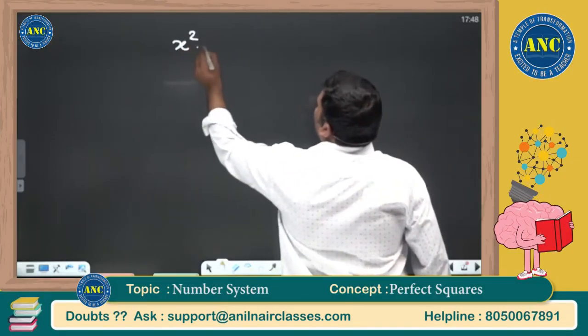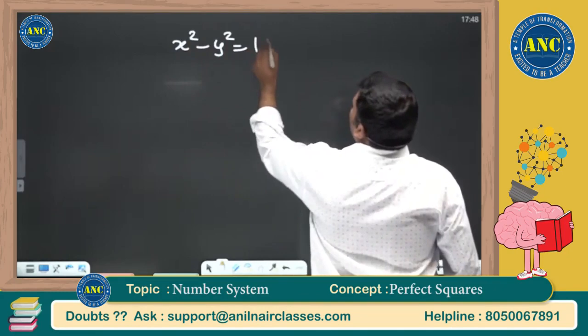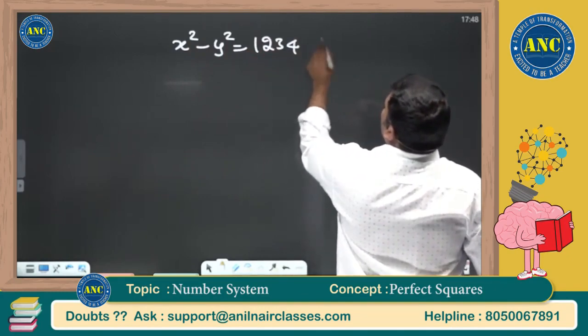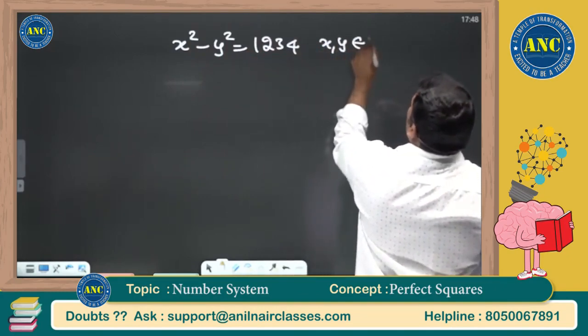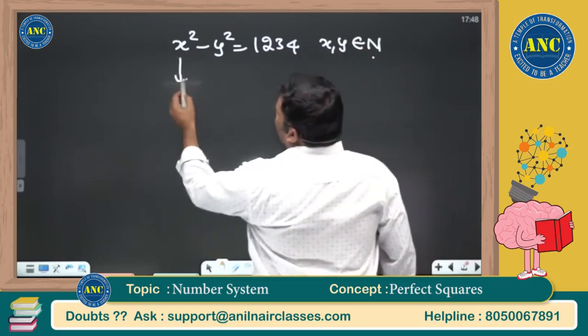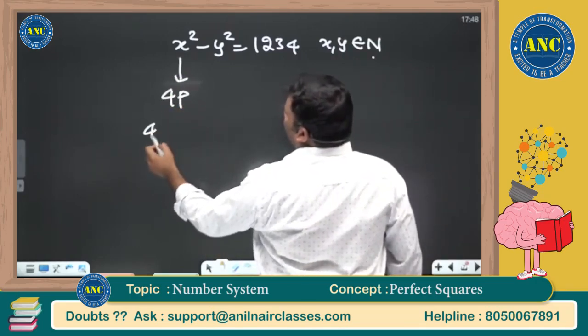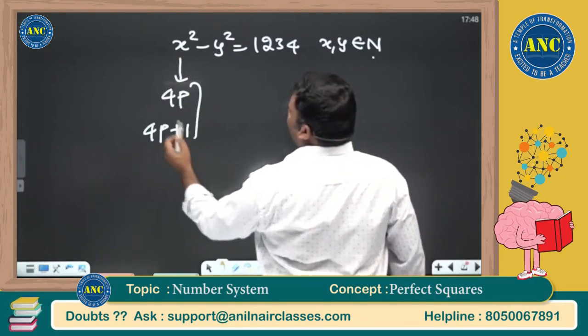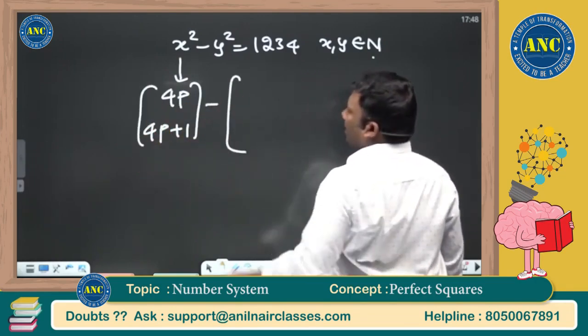x square minus y square is equivalent to 1, 2, 3, 4. x and y are natural numbers. Let me use a preliminary method. Any perfect square is of the form 4p or 4p plus 1. These are the only two cases.